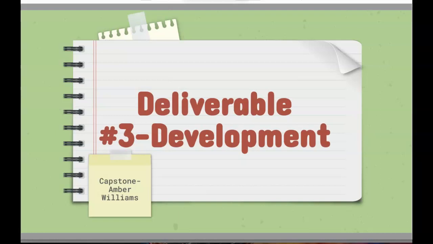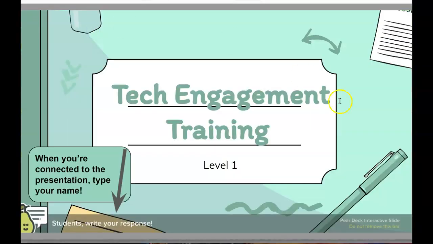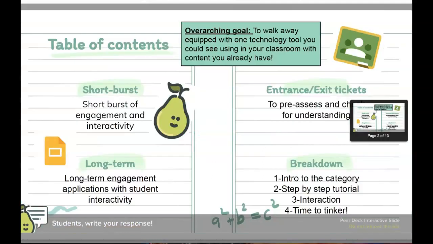Okay. So now let's go back to Amber, and then let's get 204. Okay, so tech engagement training. Okay, so you can type it here. Students write your response there. Okay, this is a nice layout. Okay, table of contents, burst of engagement and our activity.